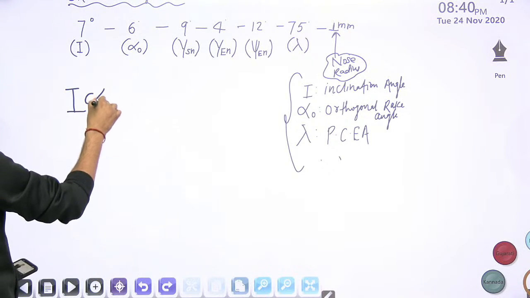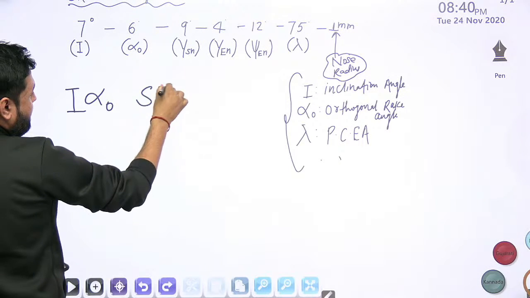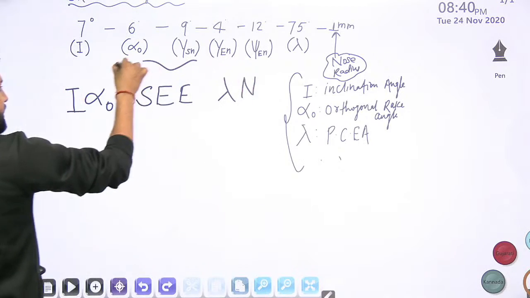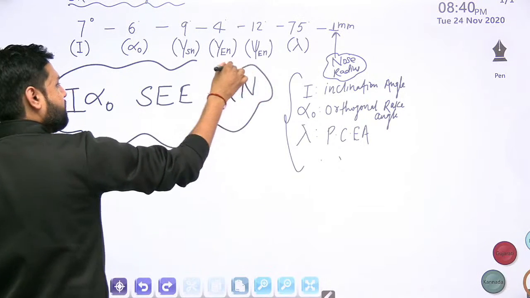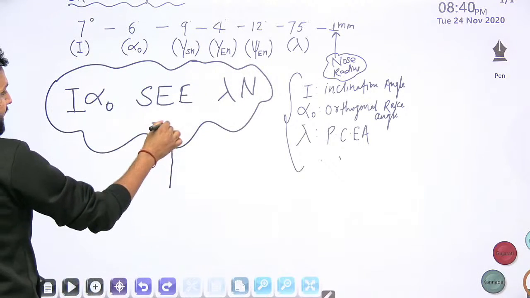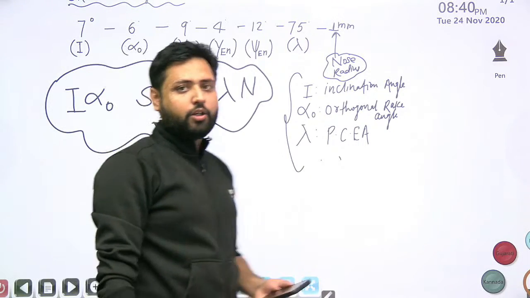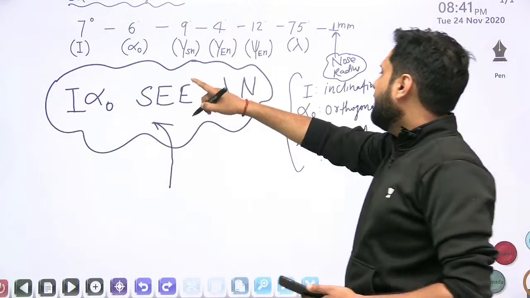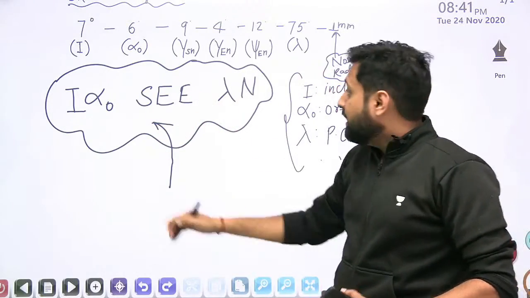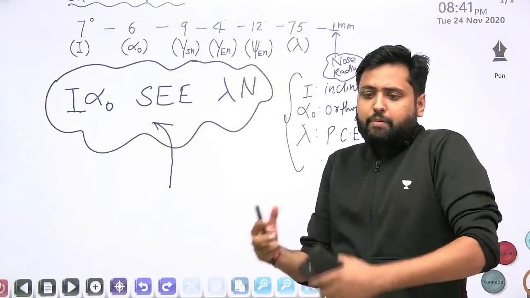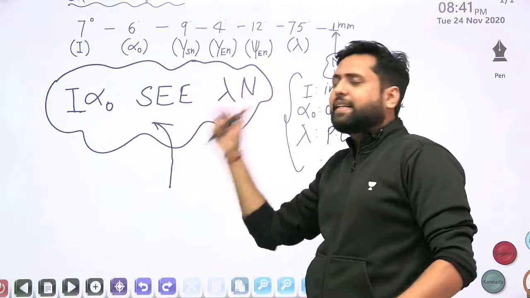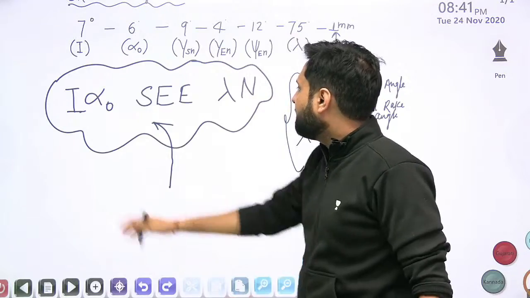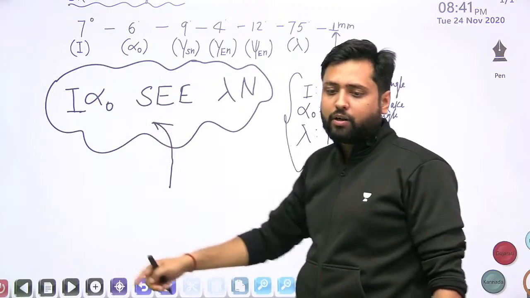Subject is I alpha O, C lambda N. This is the patented trick of Rajeev Singh. Yes, patented by Rajeev Singh. I alpha O, C lambda N. I for inclination angle, alpha O for orthogonal angle, S for side relief angle; you will easily remember. First you remember this sentence, I alpha O C lambda N, and thereafter I for inclination angle, alpha O for orthogonal angle.